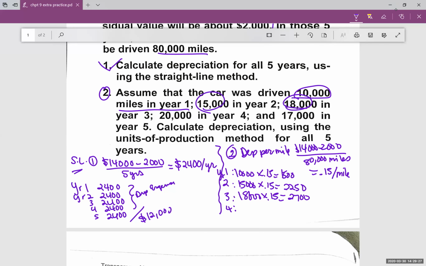Year 4, 20,000 miles times 15 cents, $3,000. And year 5, 15,000, 2,550. Adding all that as depreciation expenses up for all 5 years, you get 12,000 again, which you're supposed to. Okay, 12,000, 12,000.